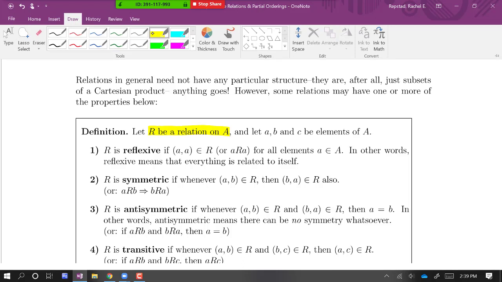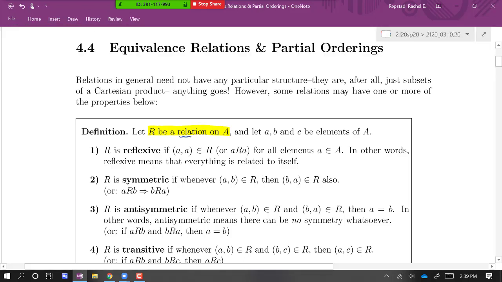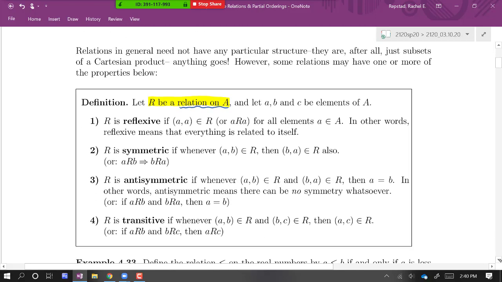So we're talking about a relation from a set to itself. And such a relation is reflexive if every element is related to itself. That's what the first one says. A relation is symmetric if whenever you have (A, B) in the relation, you must have (B, A). So you have symmetry. And it is anti-symmetric if there is no symmetry ever.